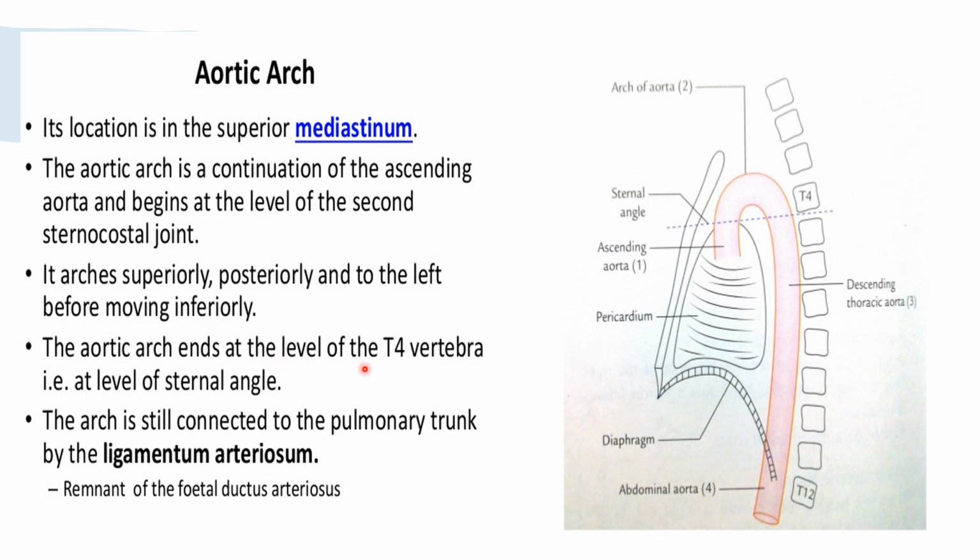Aortic arch ends at the level of T4 vertebra. We can see in this diagram that it ends at the level of T4 vertebra, that is at the level of the sternal angle. So it begins and ends at the sternal angle.